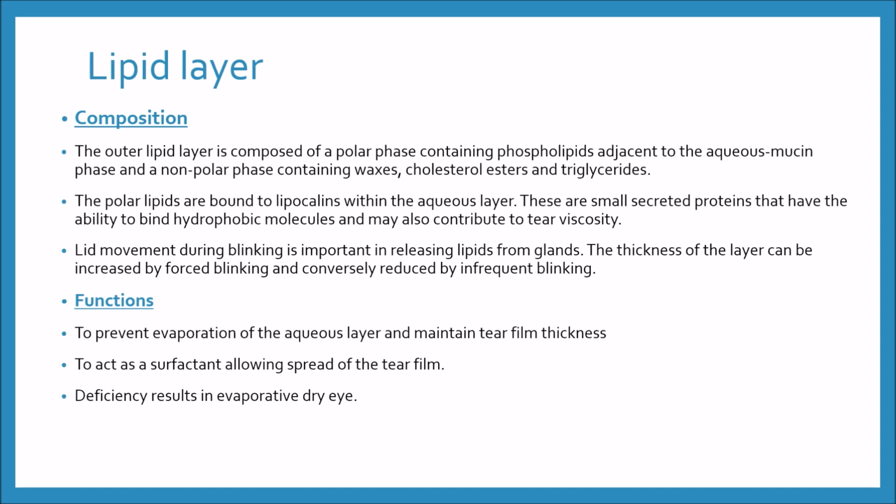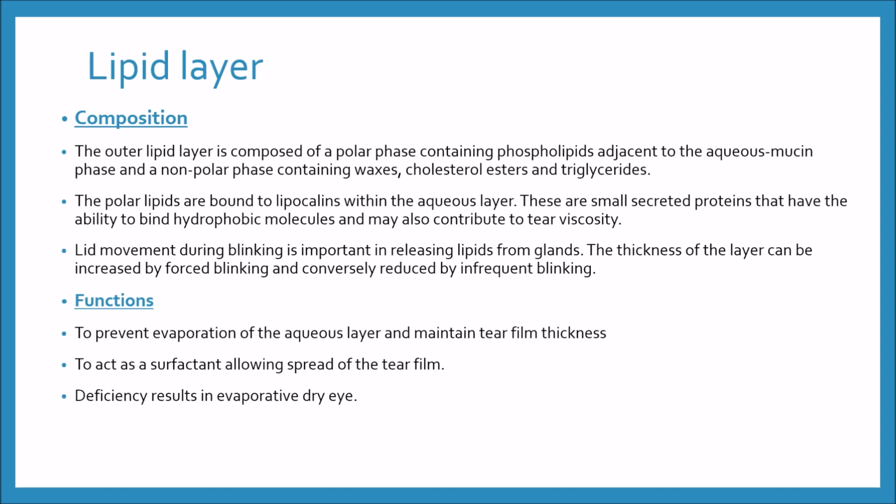So, first of all, we'll be discussing the topmost layer, which is the lipid layer, which is secreted by the meibomian glands. The composition is of a polar phase containing phospholipids adjacent to the aqueous mucin phase, and a non-polar phase containing waxes, cholesterol esters, and triglycerides. The polar lipids are bound to lipocalins within the aqueous layers. These are small secreted proteins that have the ability to bind hydrophobic molecules and may also contribute to tear viscosity.